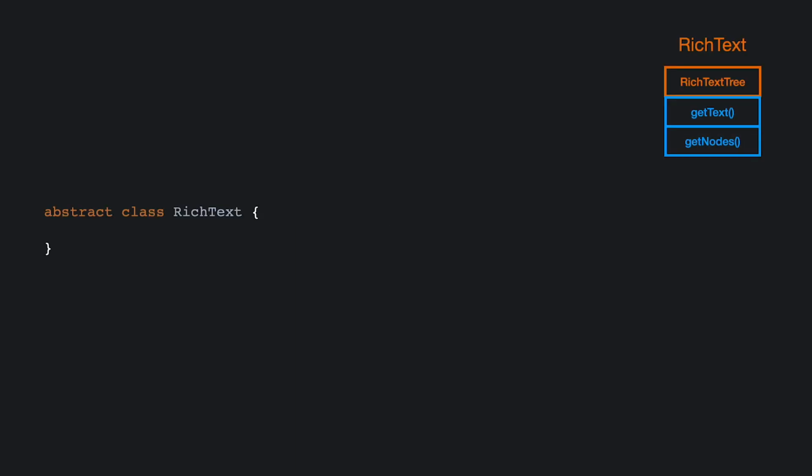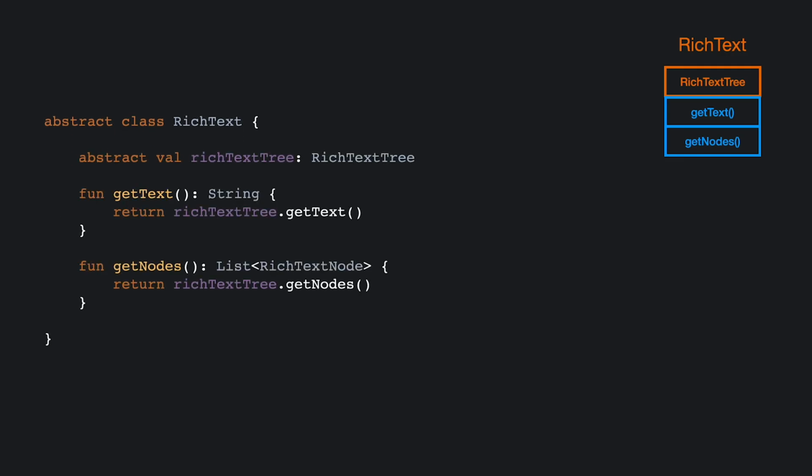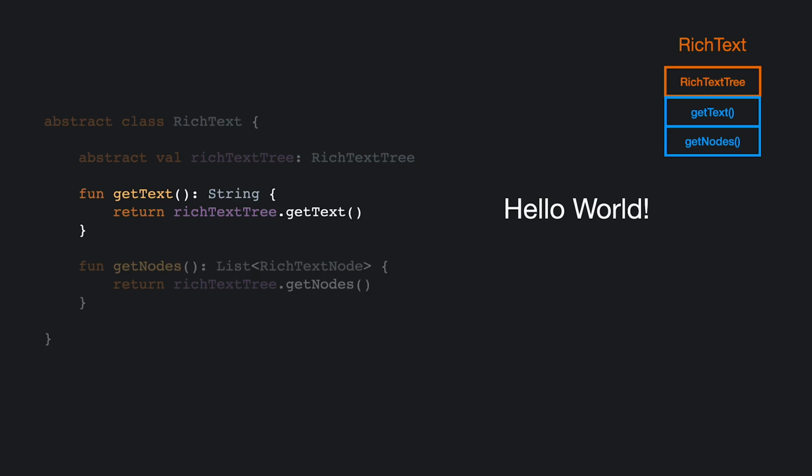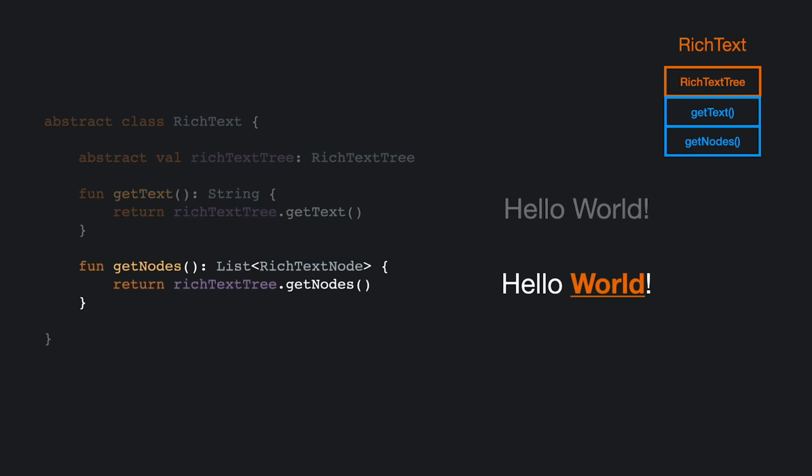We will start by this rich text example. First we will create an abstract class called RichText, and we will have an abstract val richTextTree. We will have a getText method which returns a string, a plain text, and we will have a getNodes method which returns a list of RichTextNode which contains the styling and more information about the text. For example, here we have world, which is orange and underlined and bold.